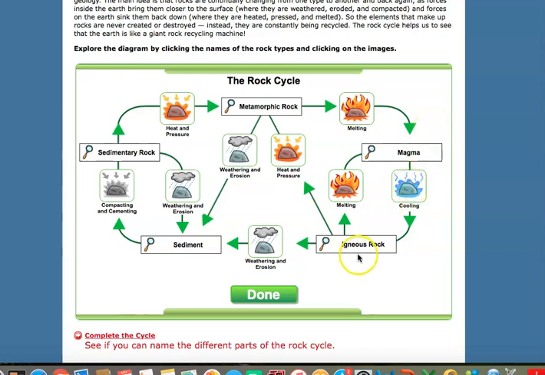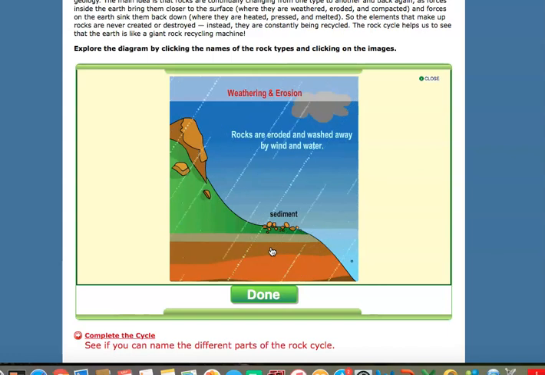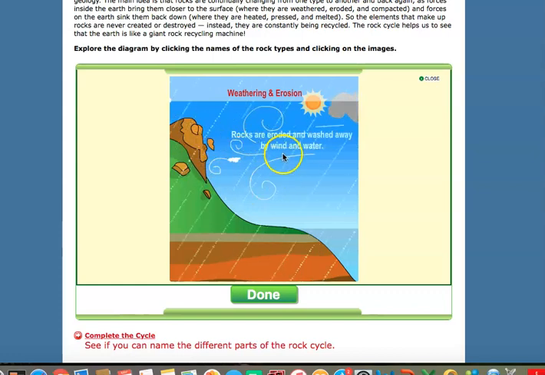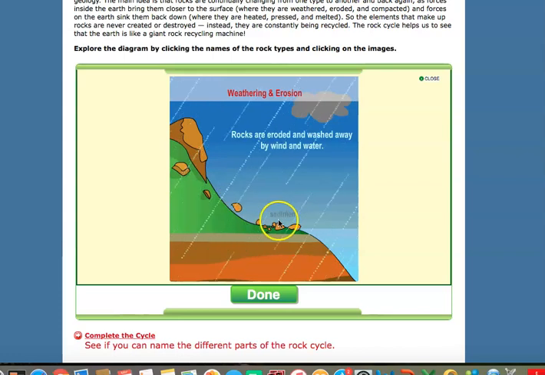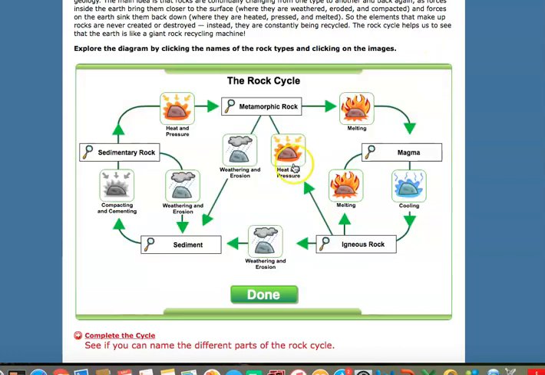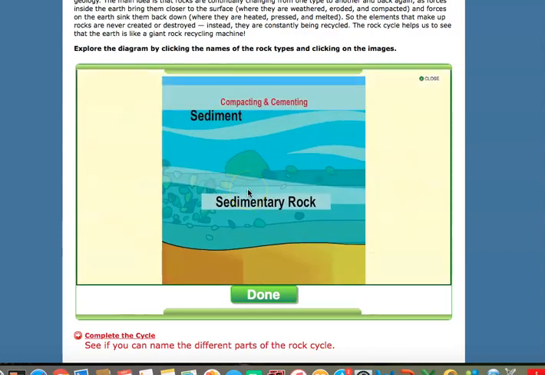Finally, we're going to have an igneous rock that's going to be exposed to weathering and erosion. So for example, if we now have rocks that are on the side of a mountain or a volcano, in this case, are going to be exposed to weathering and erosion, and these rocks are going to eventually break down, forming what we call sediment. And again, depending on what that sediment is now exposed to, we have some compacting and cementation.